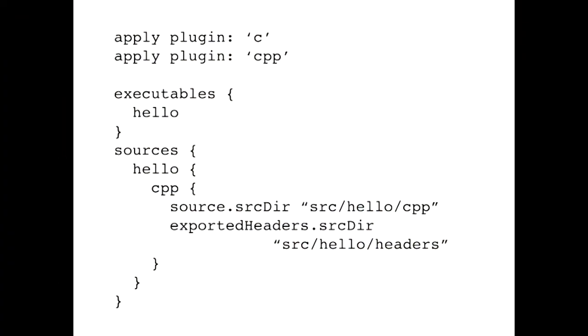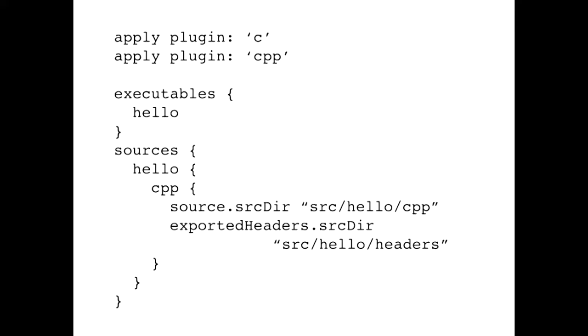Every time you add a component to the model, we add what we call a functional source set to the set of sources available. So the component's called hello, and there's a functional source set called hello as well. Then there's automatically a language source set added for each of the languages that are supported. In this case, we've got an executable named hello, which means we've got a functional source set named hello, and there'll be a hello.cpp C++ source set and a hello.c C source set. And this is just an example of how you can configure the actual locations of the directories where those sources are held.